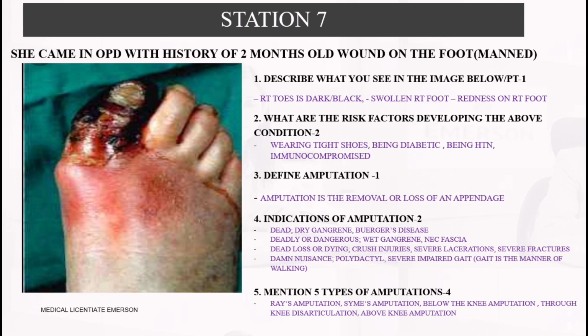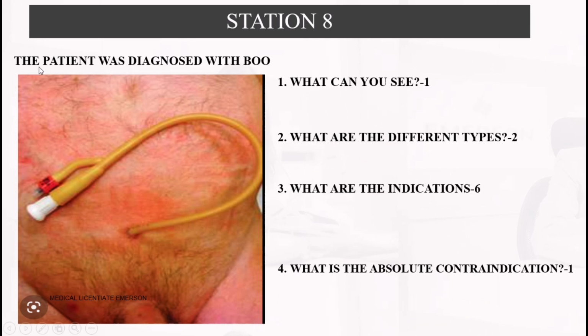Yeah. Then mention the 5 types of amputation. So there are a lot, so I'm just going to mention some. So you have raised amputation, seams amputation, below the knee amputation, through knee disarticulation, above knee amputation. So we are done with the 5 types on this station.